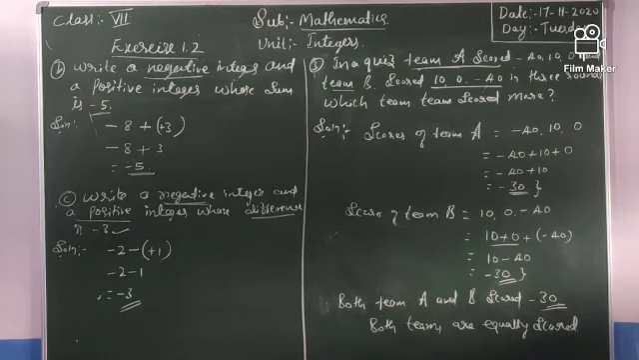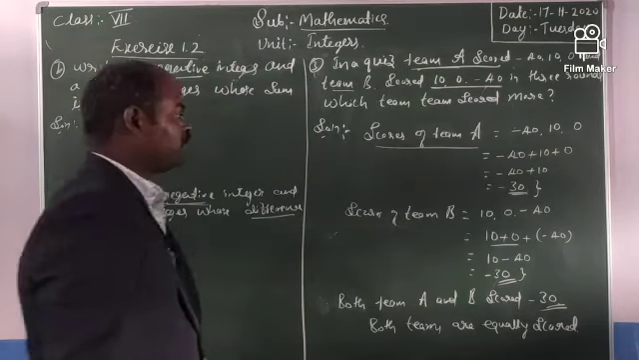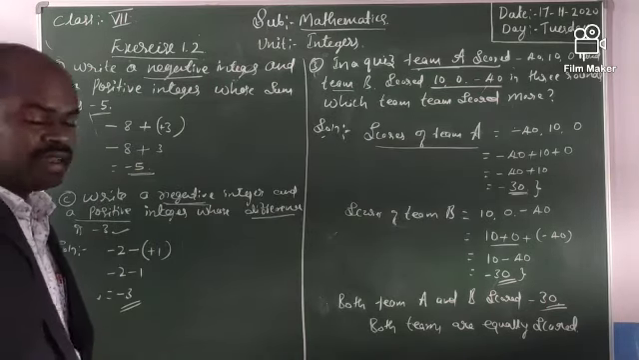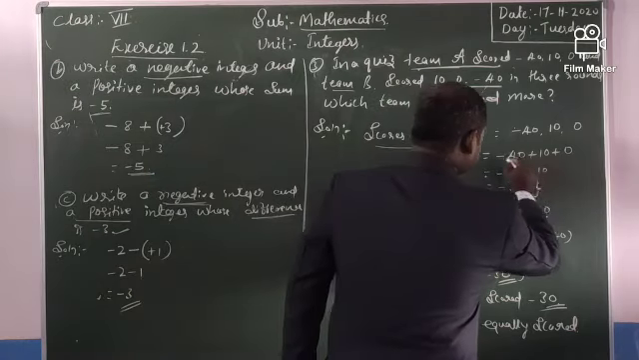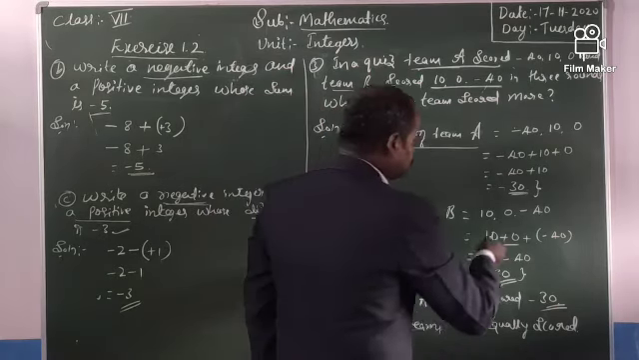Understand the question carefully. In a quiz, team A scored minus 40, 10, 0, and team B scored 10, 0, minus 40 in the three successive rounds. Which team has scored more? Here, first, I write the first question answer. The scores of team A is minus 40, 10, 0, and here I add this. Why you have to add this? Because to get who is the highest, who has higher.